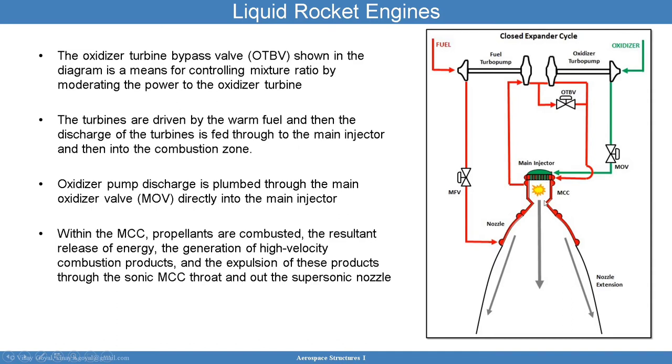The oxidizer pump discharge is plumbed through the main oxidizer valve, shown here. And now it has pressure as well because of the turbine running. In this case, within the MCC, the propellants are combusted, and the resultant energy causes high velocity combustion products to come out. This expulsion of these products through the sonic main combustion chamber throat causes supersonic flow, which then causes thrust.